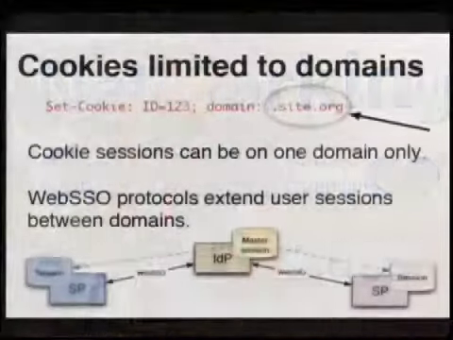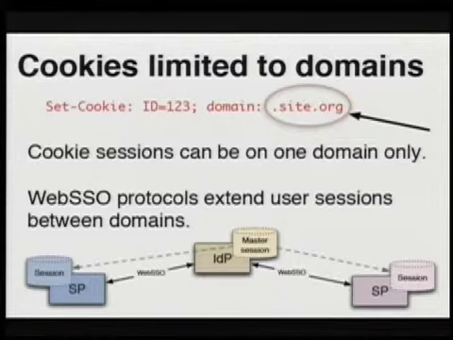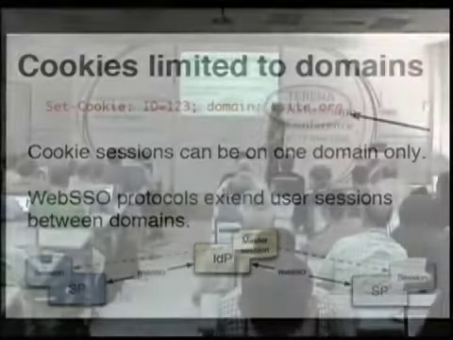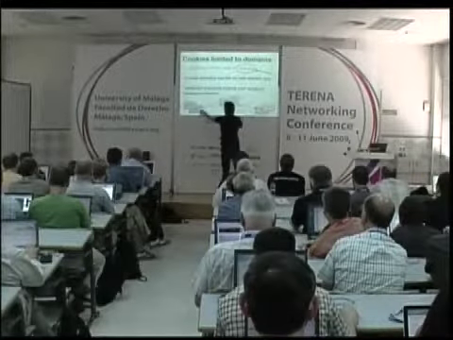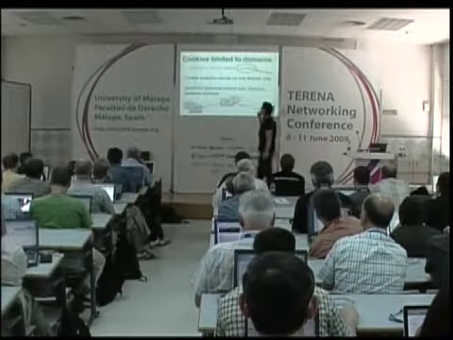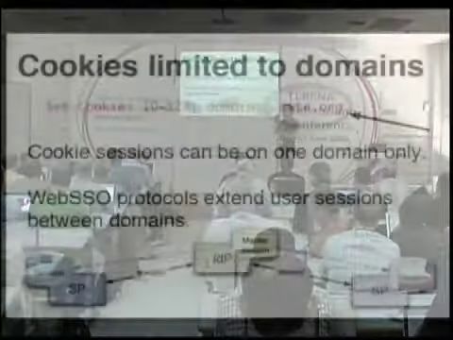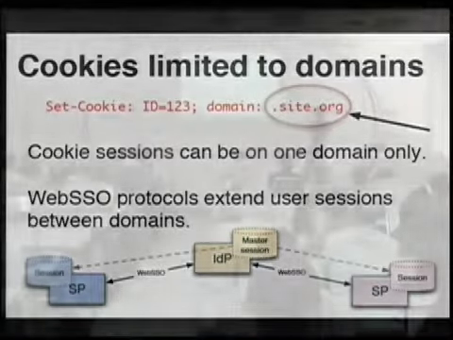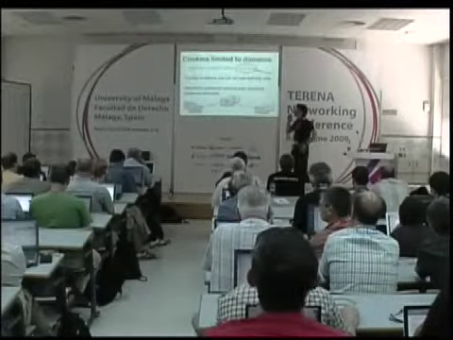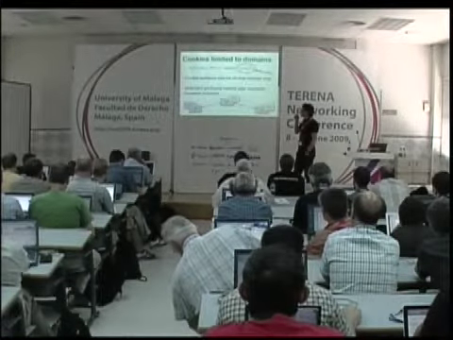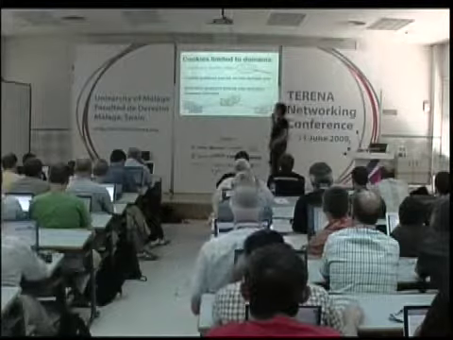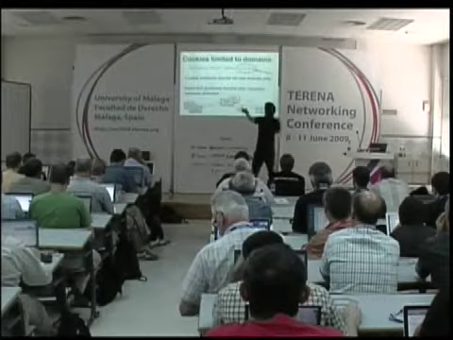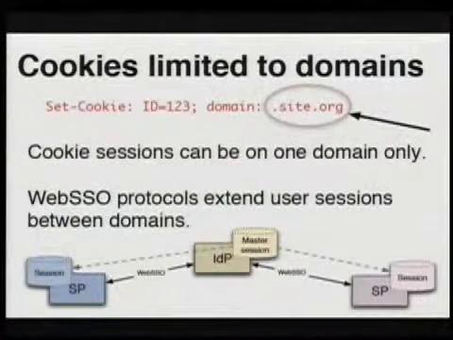The web single sign-on protocol allows you to share a session. You start at the service provider and establish a session there. You send a request to an IDP, where you also establish a session using cookies, and you are then sent back with the assertion to the service provider, which allows you to have a kind of shared session between multiple services by using the identity provider.